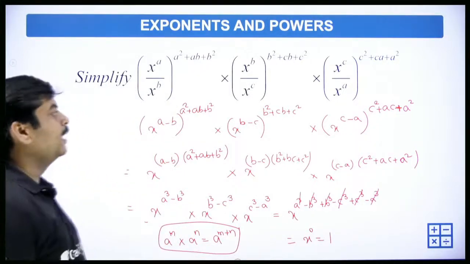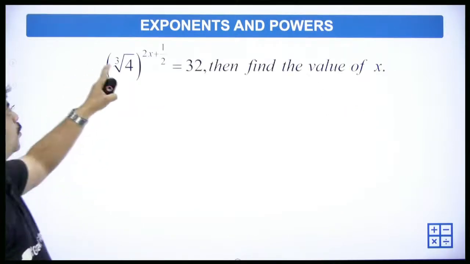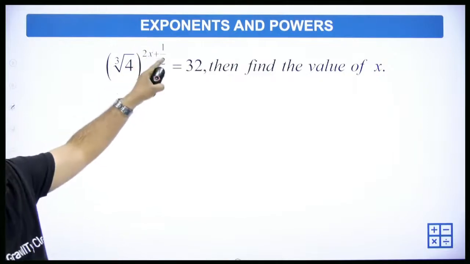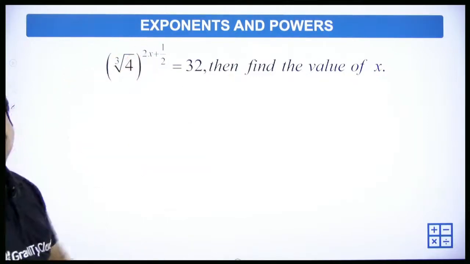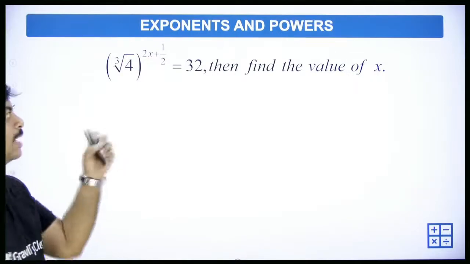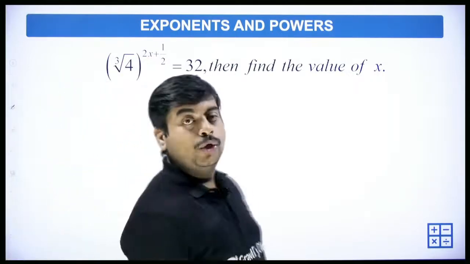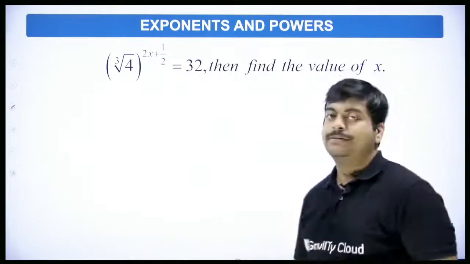Alright, so moving ahead, let's see the next question. Cube root of 4 whole power 2x plus 1 by 2 is equal to 32. Then find the value of x. Okay, so how to get this one?